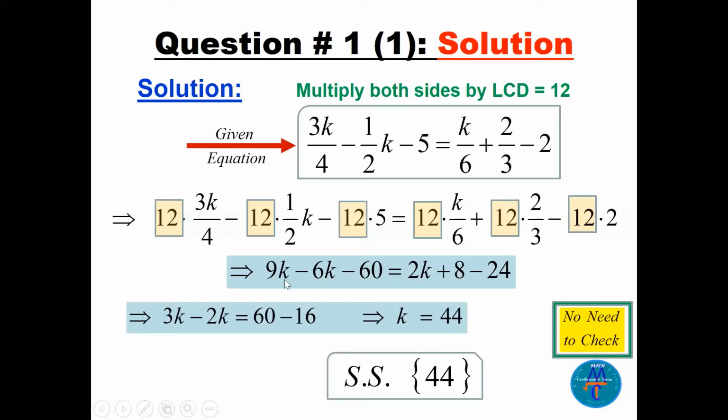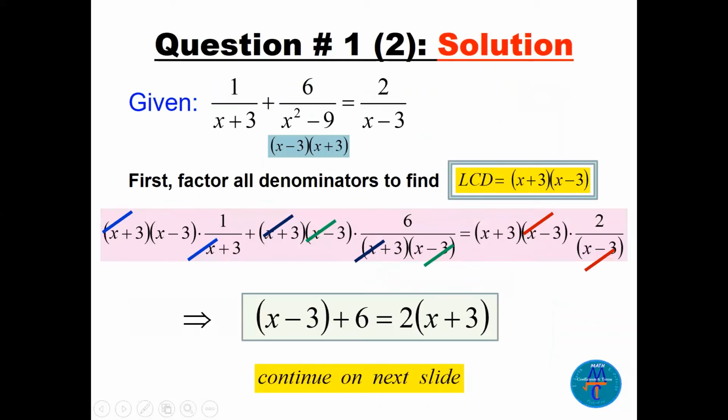Now just easy. 9k minus 6k is 3k, bring the 2 minus 2k, 60, take it on the other side. This is minus 16, so k will be 44. No need to check because we have no variables in the denominator. Let me show you number 2. I'll give you a chance to try number 3.